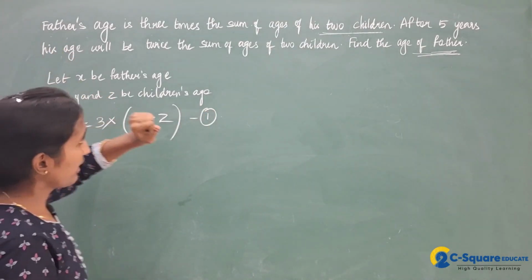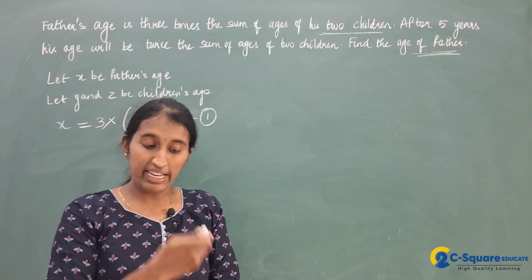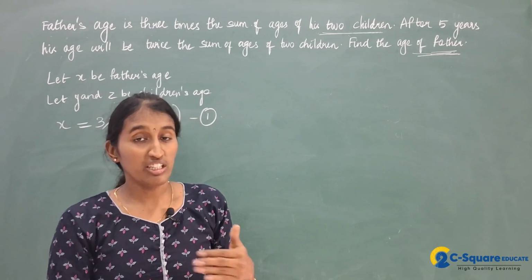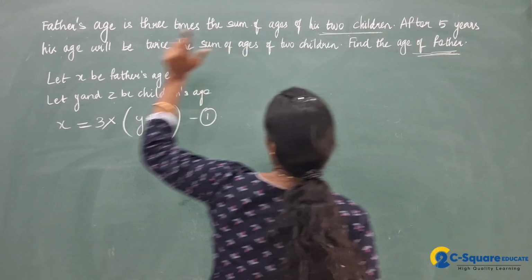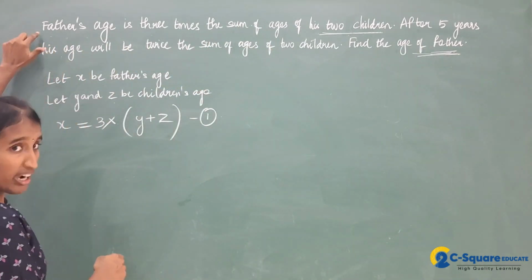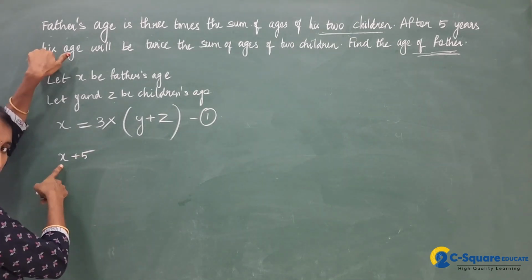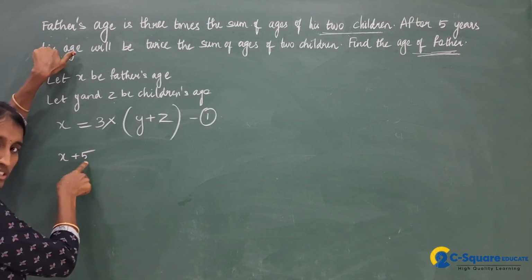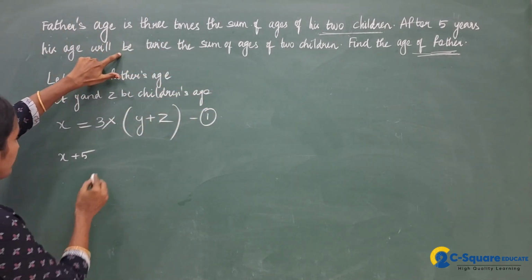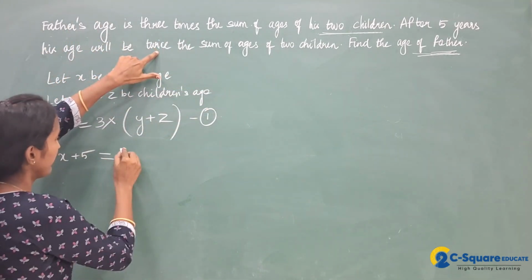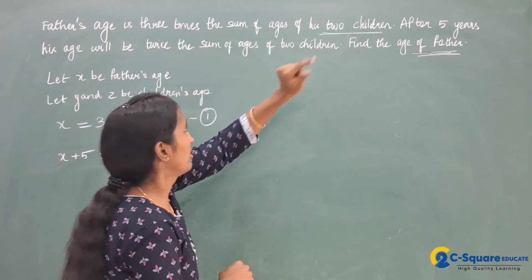Now we'll read the second statement. After 5 years. After 5 years means the father's age will be increased by 5 and the children's age will also be increased by 5. So you have to keep that in mind. After 5 years, his age, this means father's age, so X plus 5. Now the current age of father is X, so after 5 years, it will be X plus 5. After 5 years, his age will be twice the sum of ages of the 2 children.